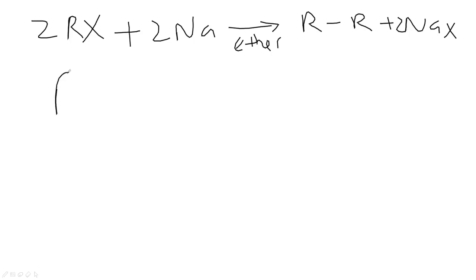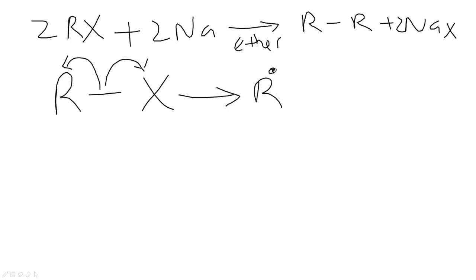So now this RX is going to split, it's going to fuse homolytically, and therefore this will lead to the formation of radicals: an alkyl radical will be formed and a halide radical will also be formed. These 2 radicals will be formed. Since there are 2 moles of these alkyl halides here, we are going to have 2 moles of the alkyl radical and 2 moles of the halide radical. Now these 2 moles of the alkyl radical will fuse together.